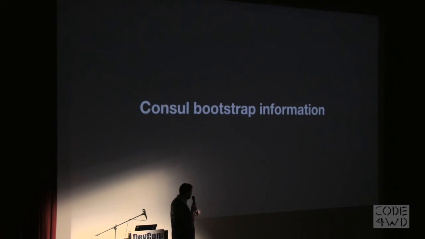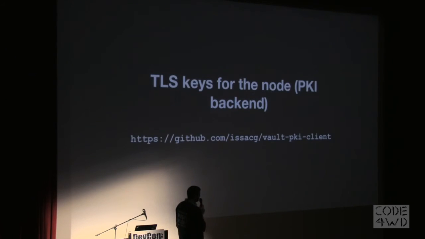So the last bit of information, what's that extra Consul bootstrap stuff that it needs? This is some examples of what we can do with Vault. There are several pieces of information that we want to bootstrap an encrypted Consul cluster. The first thing is we need an X509 key pair for use with SSL. So we get that from the PKI backend. There's a little GitHub link here.